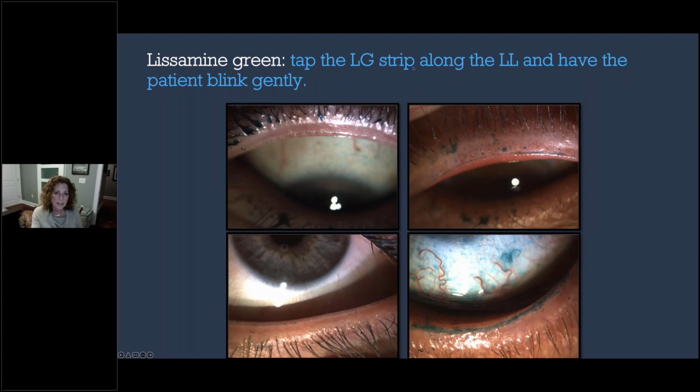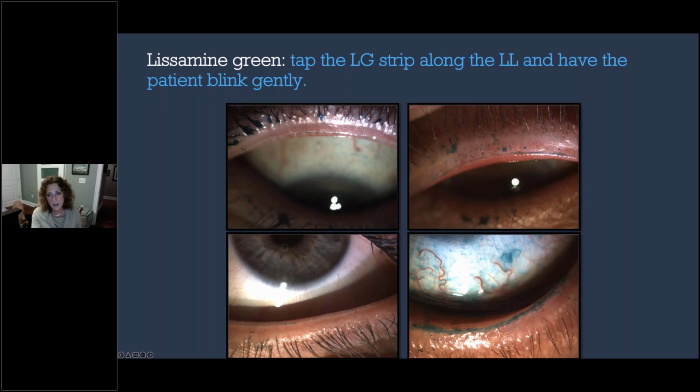And then lastly on my collage are my lissamine green images. You want a nice thin line. If you don't have some sort of absorption here showing you that mucocutaneous junction, then you don't have enough lissamine green in there. So I tell my technicians, dab it, basically pat or tap that lissamine green strip along the lower lid margin, and then have them close their eye gently, open up, and make sure you've got enough.